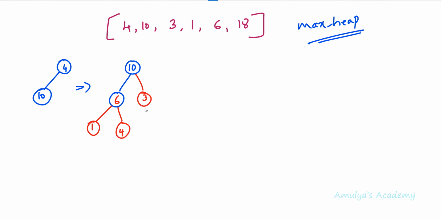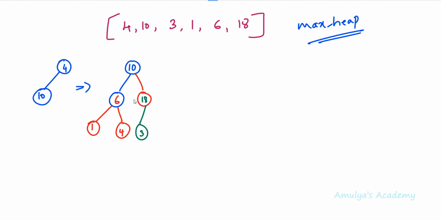Next, let's move on to the next value, that is 18. The open spot available is its left child. So I'll add 18 here. Next, let's check whether it is violating the heap property or not. Here 18 and 3. Yes, it is violating the heap property. So we need to swap this. Swap 3 and 18. 18 comes here, 3 here.